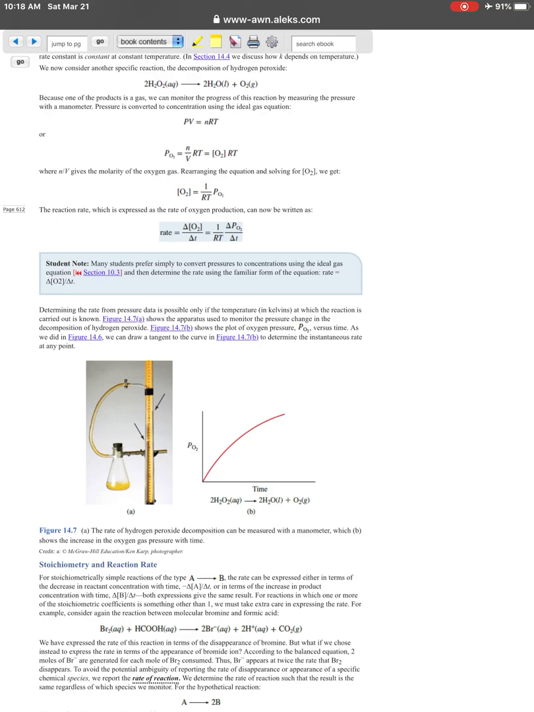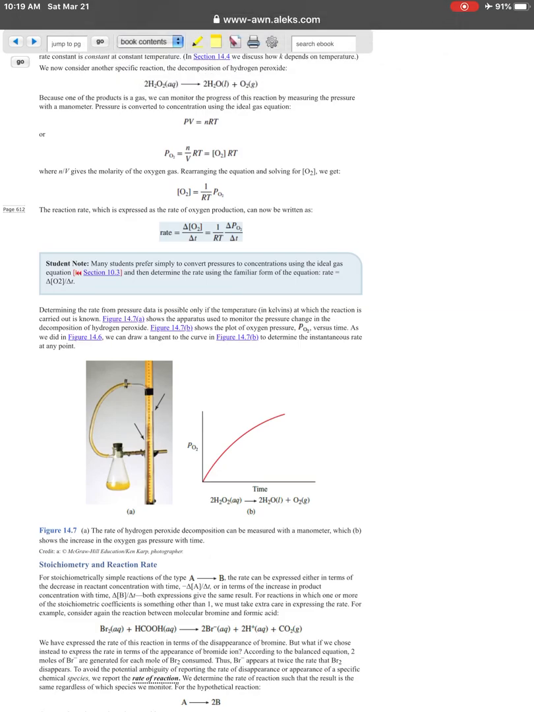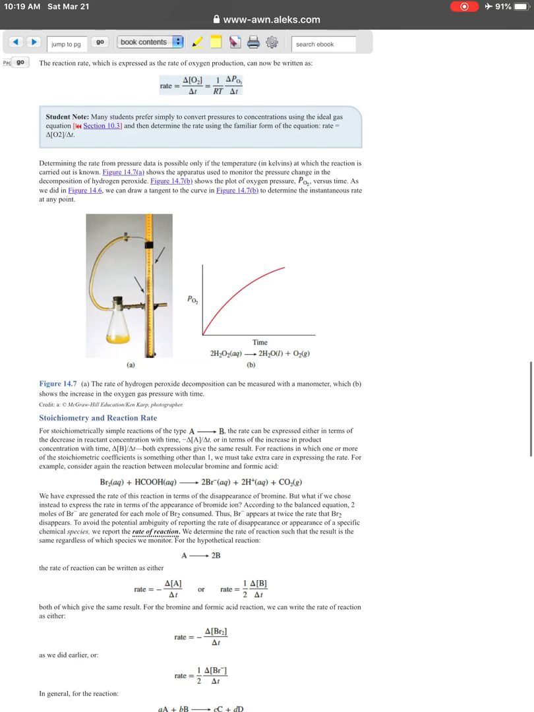The reaction rate, which is expressed as the rate of oxygen production, can now be written as, remember, O2 is a product, right? So there's no negative. Change in the concentration of O2 over the change in time equals 1 over RT times the change in the pressure of O2 divided by change in time. Okay? So here we go. We now have another way of measuring the rate of a reaction, in this case a product, but it's because oxygen is a gas and a product.